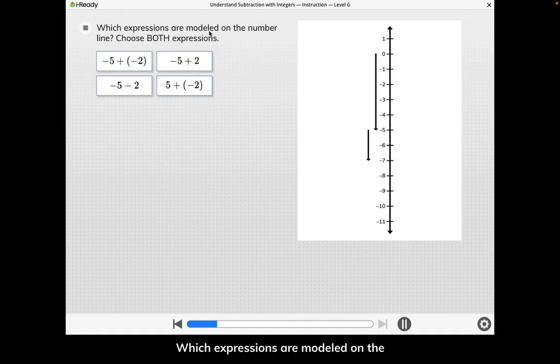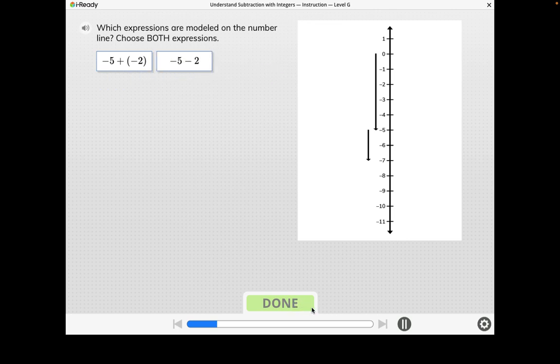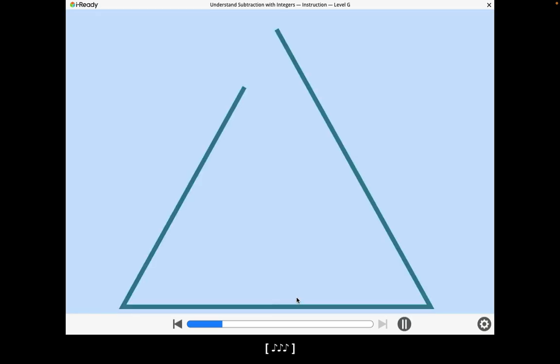Which expressions are modeled on the number line? Choose both expressions. So we're starting at -5 and going down 2. So -5 minus 2. Now, subtracting the number is the same as adding the opposite of the number. So what's the opposite of 2? It's got to be -2. So -5 plus -2. Once you get the hang of that, it's going to be pretty easy.